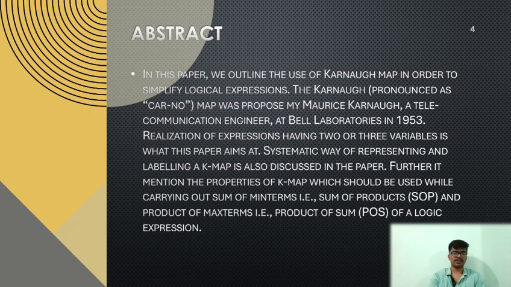First, let's know its abstract. The K-map is also known as the Karnaugh map, which was proposed by Maurice Karnaugh, a telecommunication engineer at Bell Laboratories in 1953. Realization of the expression having two or three variables is what this paper aims at. Systematic way of representing and labeling a K-map is also discussed in this paper. Further, it mentions the properties of K-map which should be used while carrying out sum of minterms, sum of products, and product of maxterms, product of sums, and logic expression.